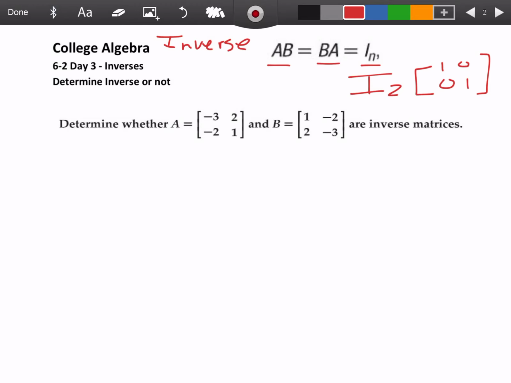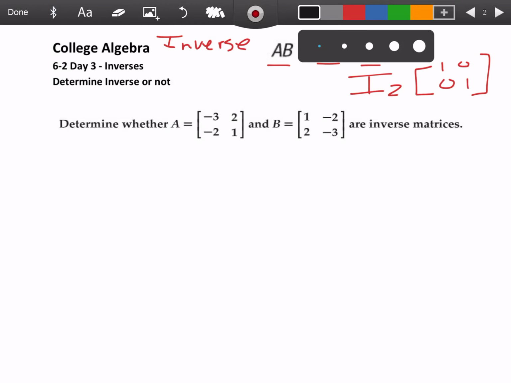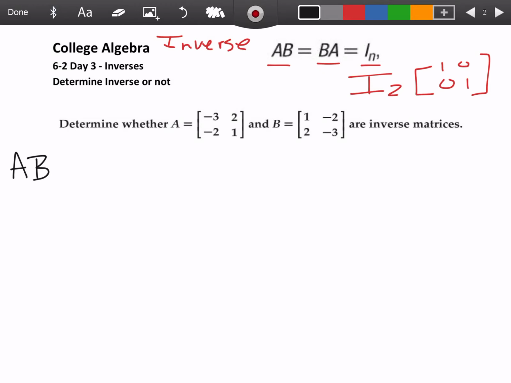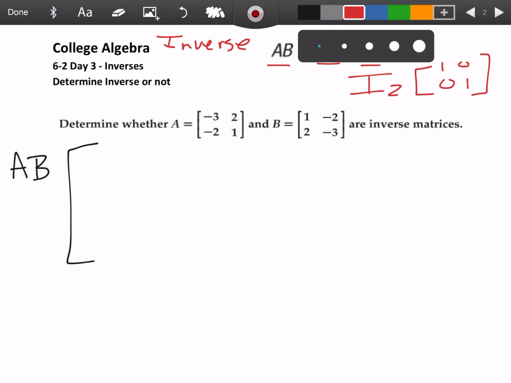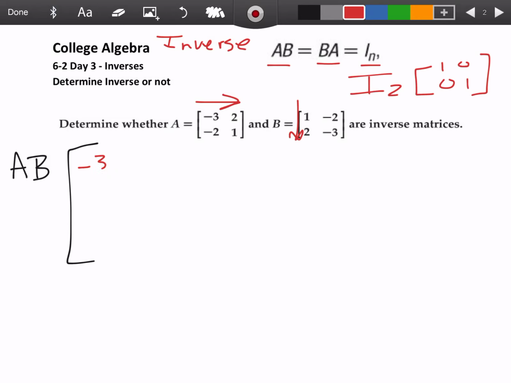But if it's not an inverse, as soon as we don't get a 1 or a 0 in those specific spots, we can say, hey, it's not going to be an inverse. So we'll go through a couple examples and go through those types of situations. Here we're going to do A times B. I'm going to go across the top and then down this first column. So we would have negative 3 times 1 plus 2 times 2. As I talked about before, if this first term wasn't 1, we would be done, and we'd say these aren't inverses of each other.